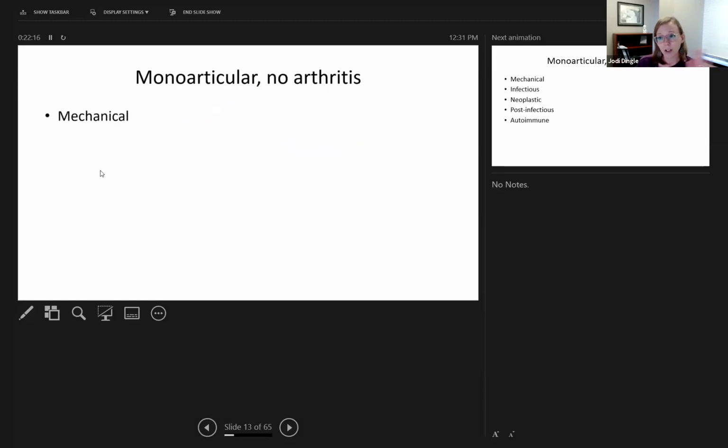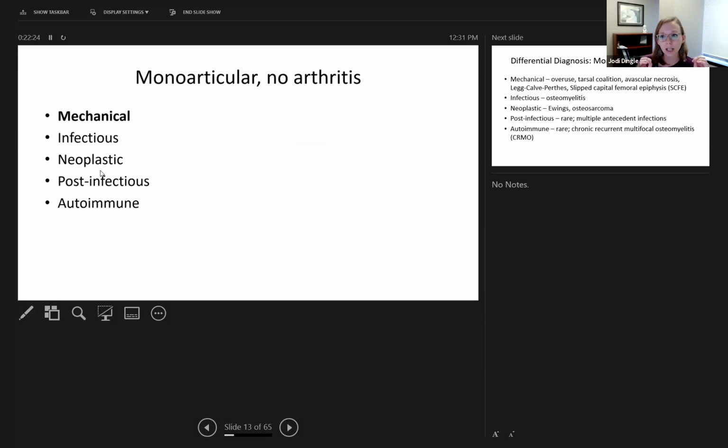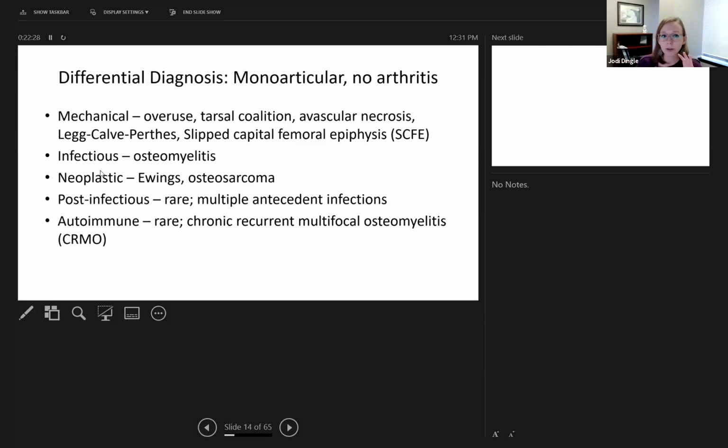So mechanical is by and large going to be your most common cause here, followed by everything else. So in this category, you would really focus your differential on mechanical causes. There are lots of these. Some of the ones that we mentioned in the last slide, Perthes and SCFE, can present this way, in addition to potentially presenting with limited range of motion.